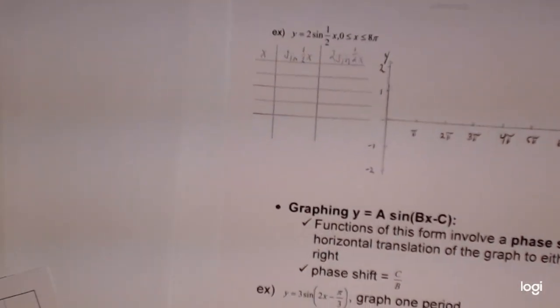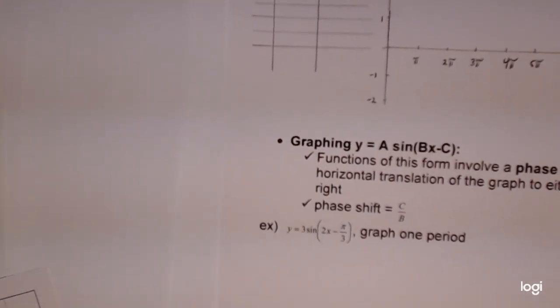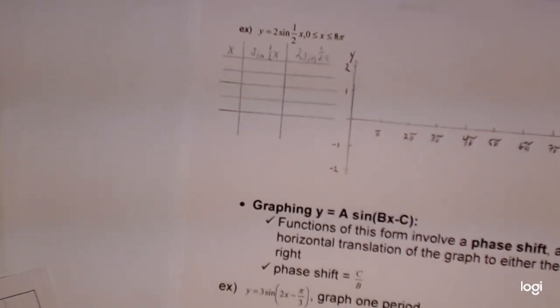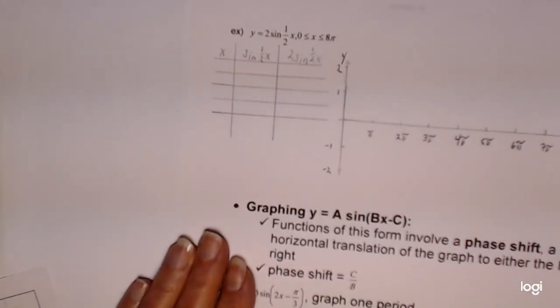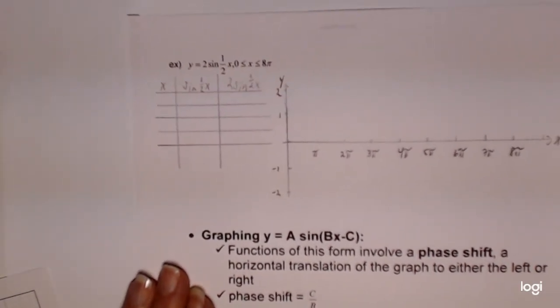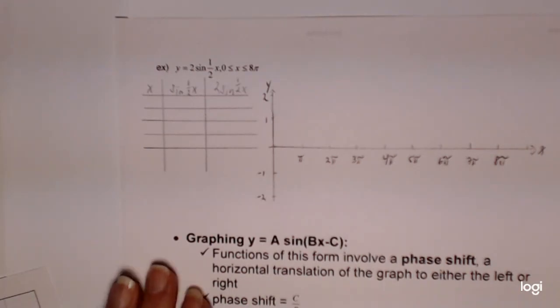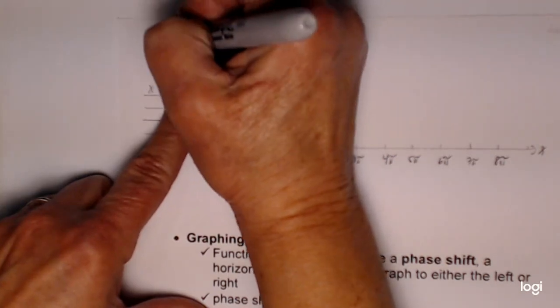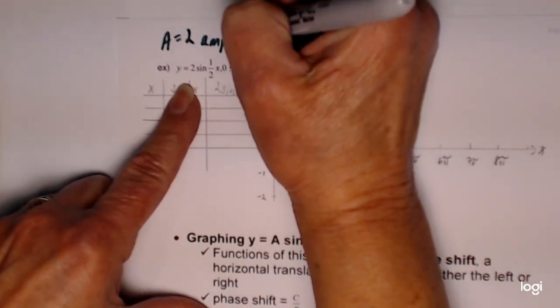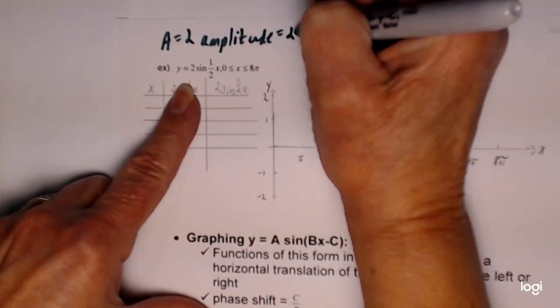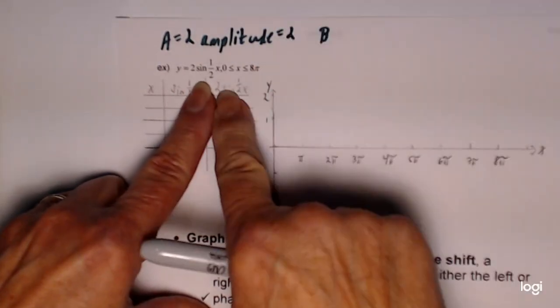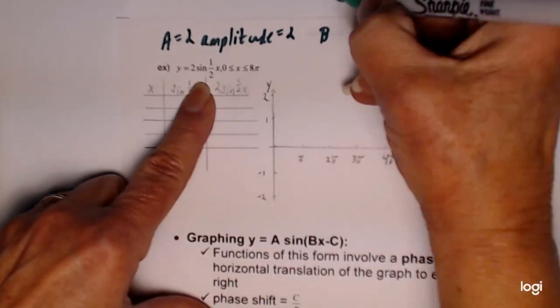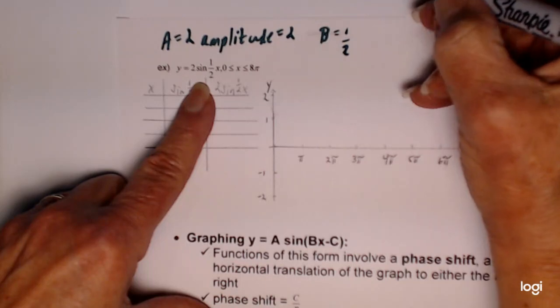Okay, so continuing on for this next example, we have this situation here where, again, let's get started by identifying our A and B. So A is equal to 2. So our amplitude here is equal to 2. B, now we have some different information here. B is 1/2. So we're going to have a change in our period.